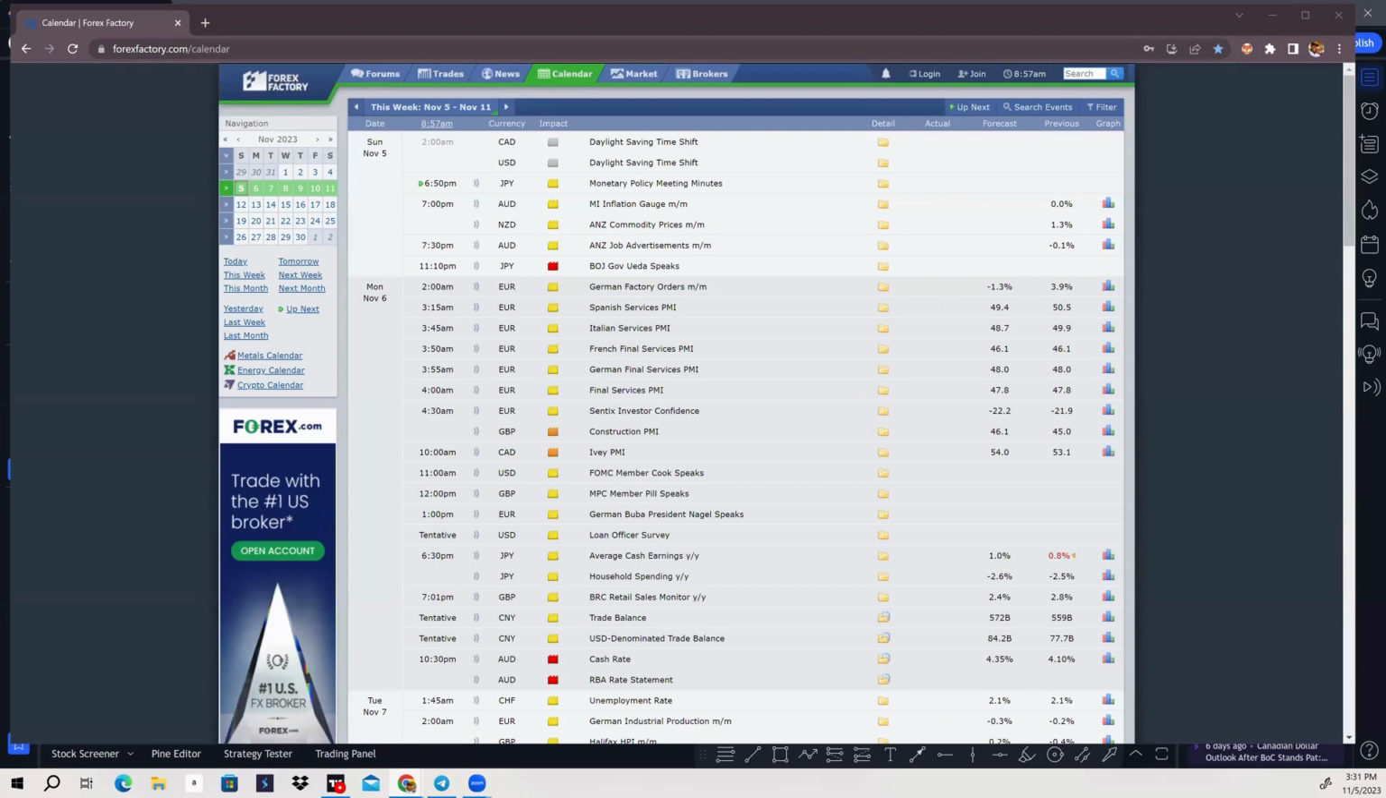All right, guys, let's get started this week. We have our trading week from November 5th to November 10th. And let's take a look at the news. The first thing we want to do.